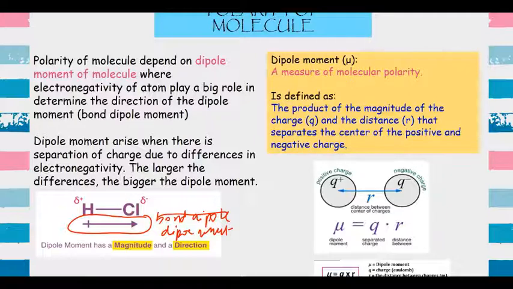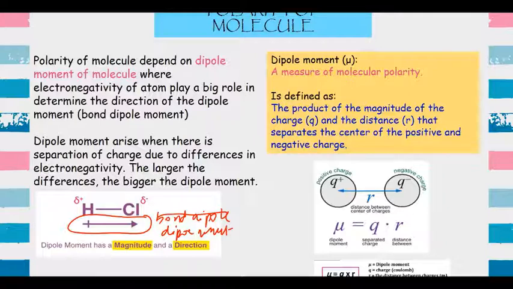Okay. So dipole moment arises when there is separation of charge due to differences in electronegativity. The larger the difference, the bigger the dipole moment. What is the dipole moment? Dipole moment, or mu, is a measure of molecular polarity. It is defined as the product of the magnitude of the charge and the distance that separates the center of the positive and the negative charge.